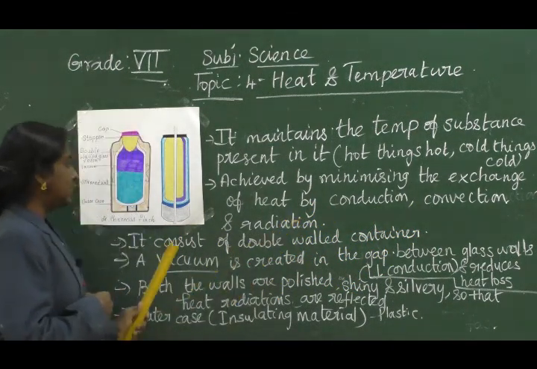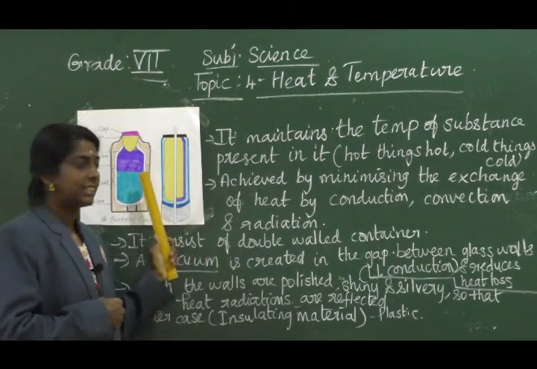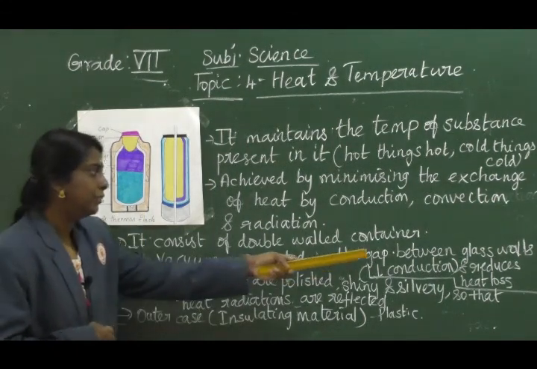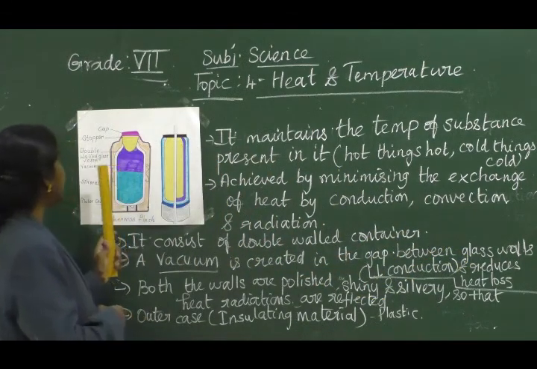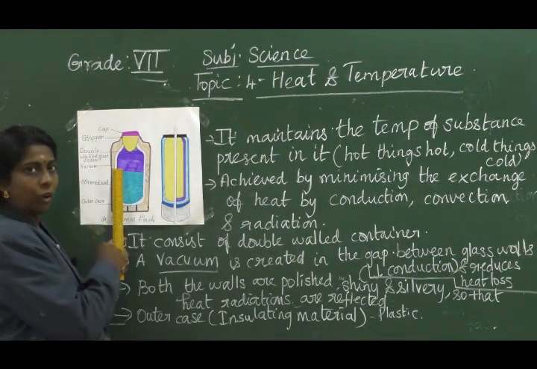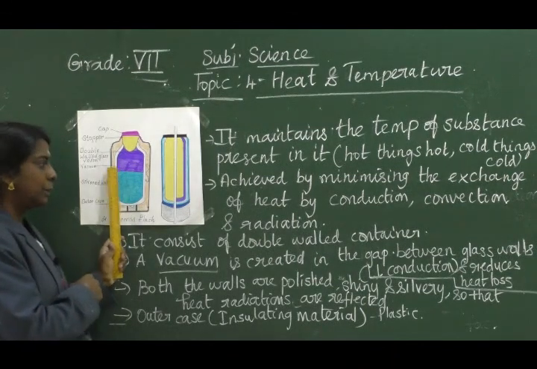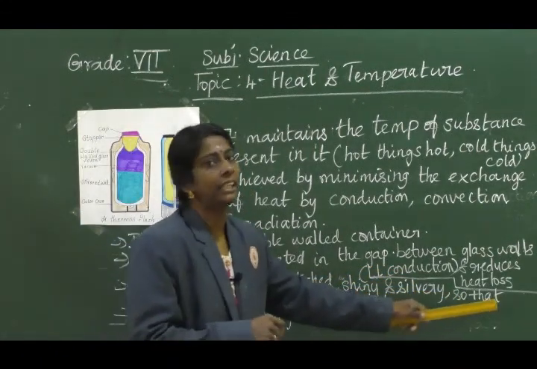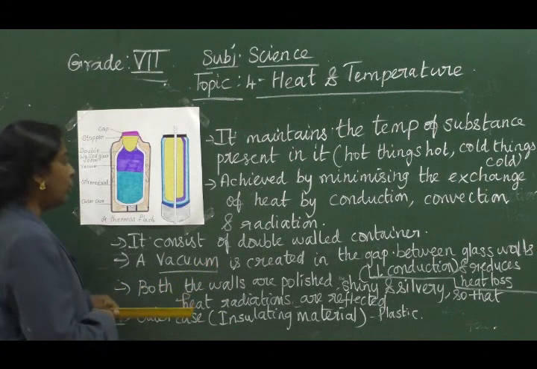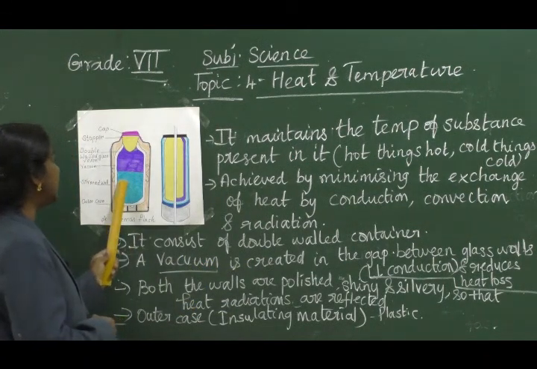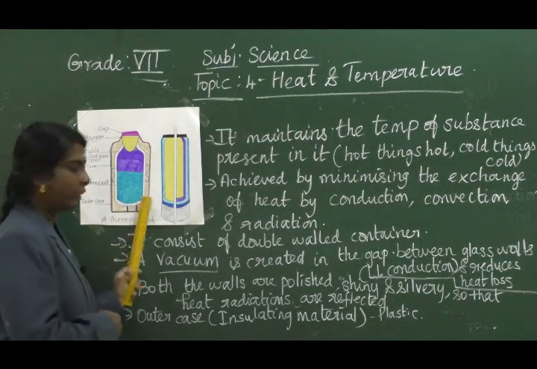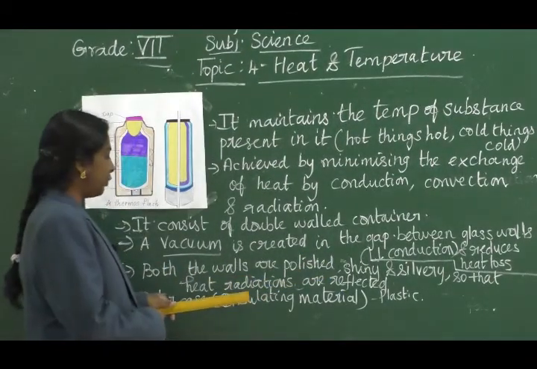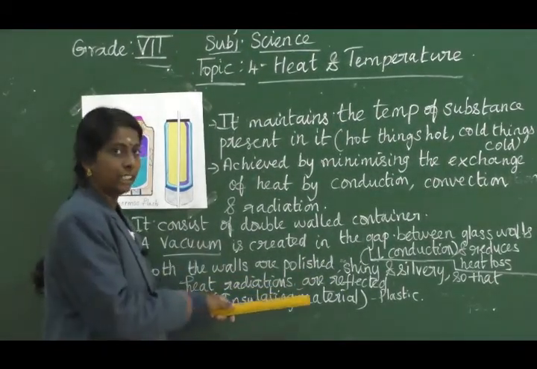Okay, then it consists of double wall container. This Thermos Flask contains a double wall container, and then a vacuum is created in the gap between the glass walls. So here you can see which is there in between the glass walls. So the purpose is to minimize the conduction, and it reduces the heat loss. Clear? Then both the walls are polished, shiny, a silvered wall, so that the heat radiations are reflected. So the third method of heat transfer, radiation, that is reflected here.